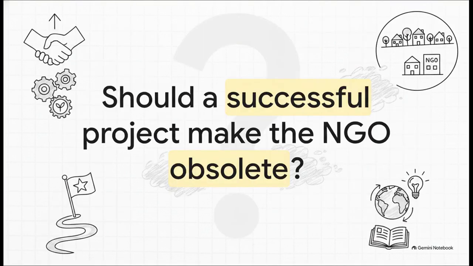Which leaves us with one final, incredibly provocative question to chew on today. If the ultimate goal of an NGO is to genuinely empower a community and transfer ownership, should a truly successful project eventually make the NGO itself obsolete? Seriously, think about that. It really forces us to examine what sustainable impact and community ownership actually mean.